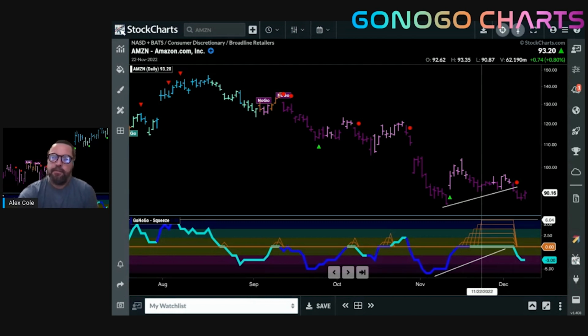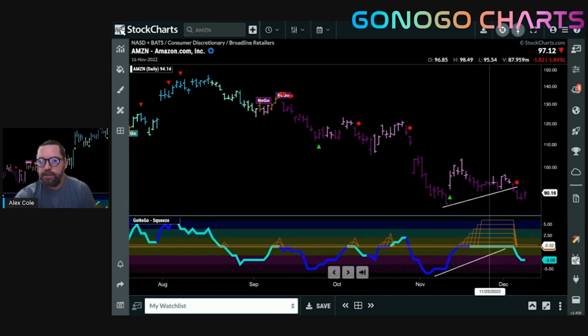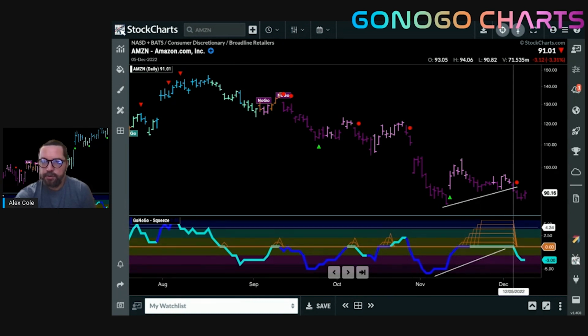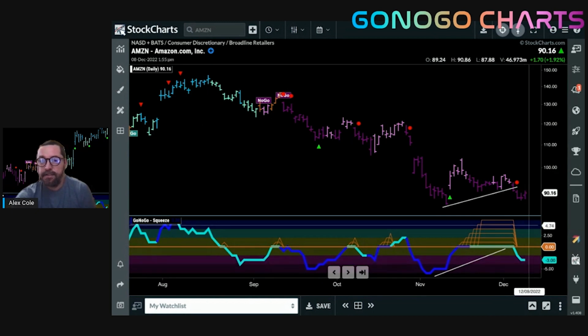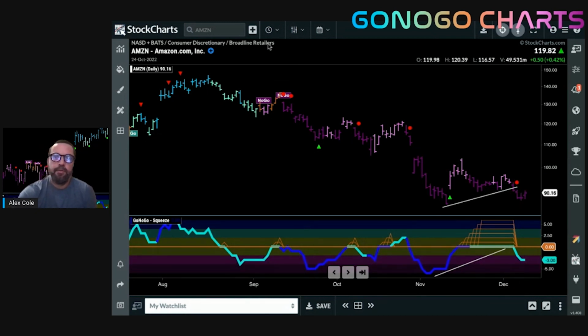So the go-no-go squeeze told us that as long as this squeeze was in place, we weren't going to do much until it was broken. And then of course, it was broken to the downside. And so no-go trend still in place on Amazon.